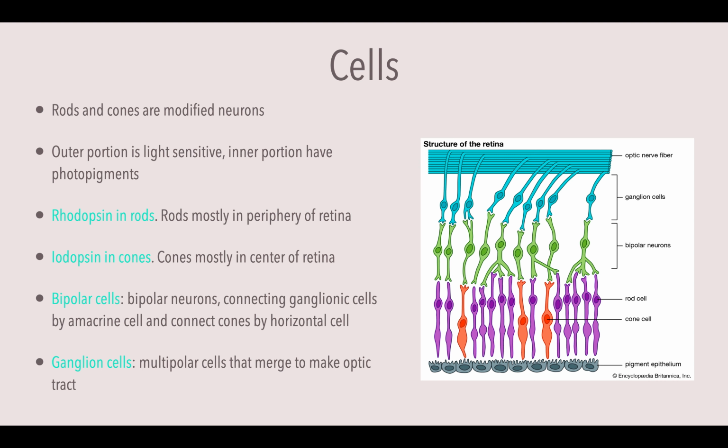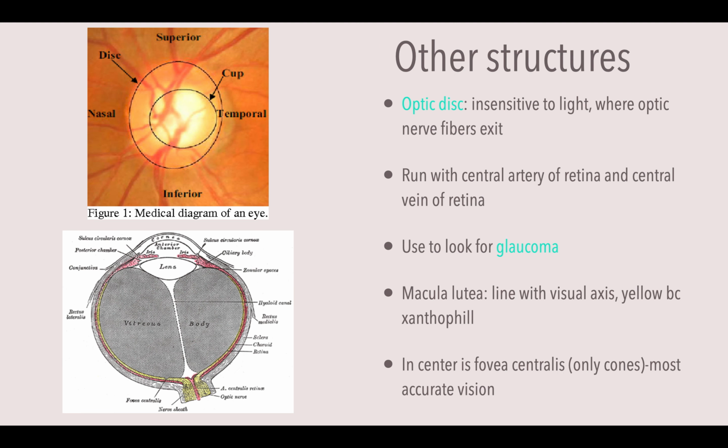The bipolar cells are going to connect to the ganglionic cells by the amacrine cells, and they're going to connect to the cones by the horizontal cells. So the ganglionic cells are multipolar cells that eventually merge to form the optic tract, or the optic nerve fiber, either or. Here are your ganglionic cells, here's your bipolar cells, rods, cones, and here's your pigment epithelium. Pigment epithelium is like the colored portion of your eye.